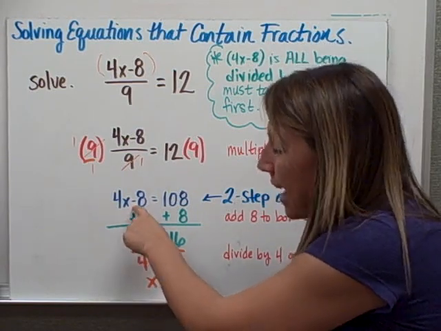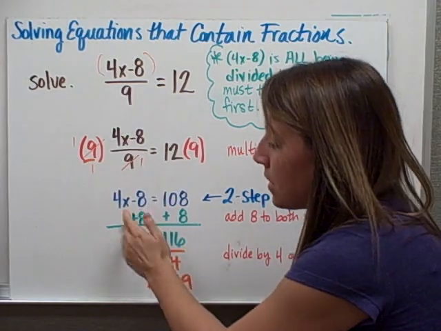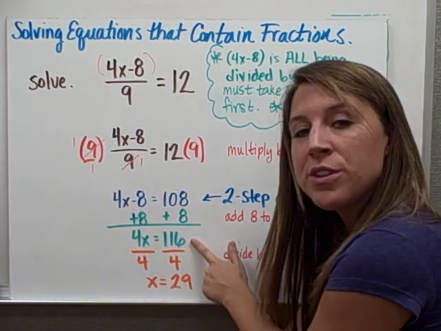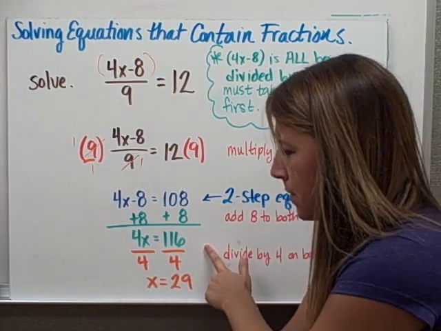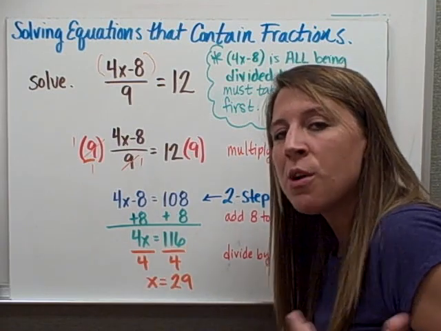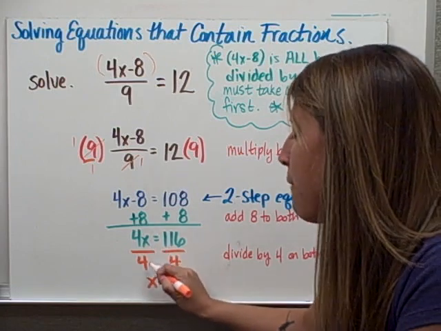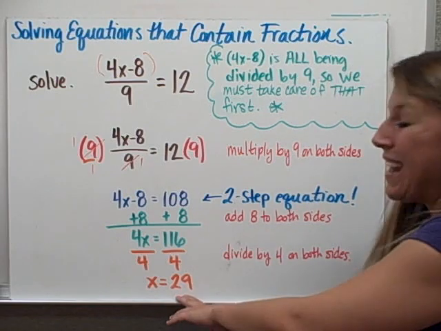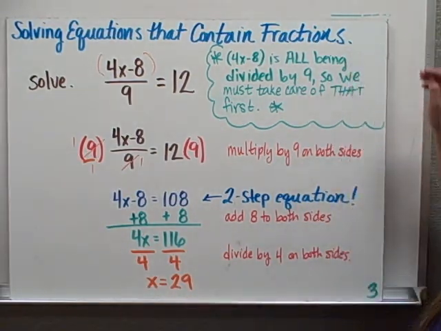The opposite of subtraction is addition, so I add 8 to both sides. This equals 0, so I have 4x equals 108 plus 8, which is 116. And now it's 4x equals 116. This is multiplication. To undo multiplication, to isolate my variable, I need to divide. I divide by 4 on both sides. 4 divided by 4 is simply 1x, and 116 divided by 4 is 29. So x equals 29, which is my solution in this case.